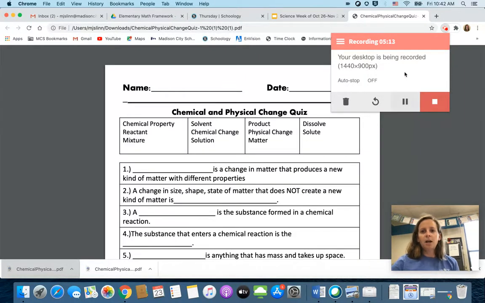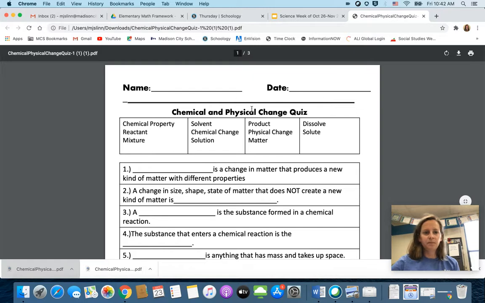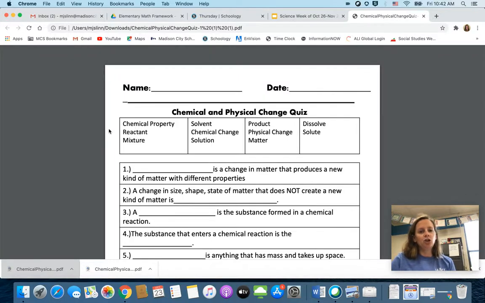So now we're going to talk about the questions on your quiz. You're going to do this quiz in Kami, so you'll be inserting a text box and typing your answers. Your answer choices include the following terms: chemical property, reactant, mixture, solvent, chemical change, solution, product, physical change, matter, dissolve, and solute.